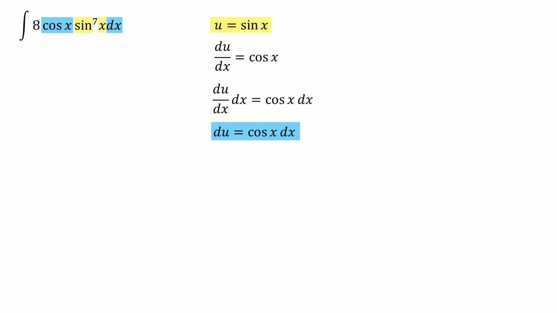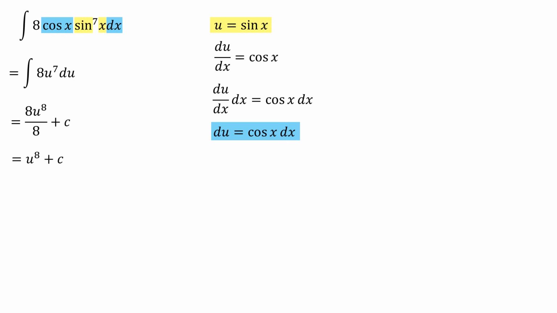I'm left with an 8. That's okay. 8's a plain old number. It's just a coefficient. So I keep my integral symbol. I keep my 8. Instead of sine of x all raised to the 7th power, I just have u raised to the 7th power. Cosine x dx gets replaced with the du. Add 1 to get the new exponent. Divide by the new exponent. 8 over 8 cancels out.